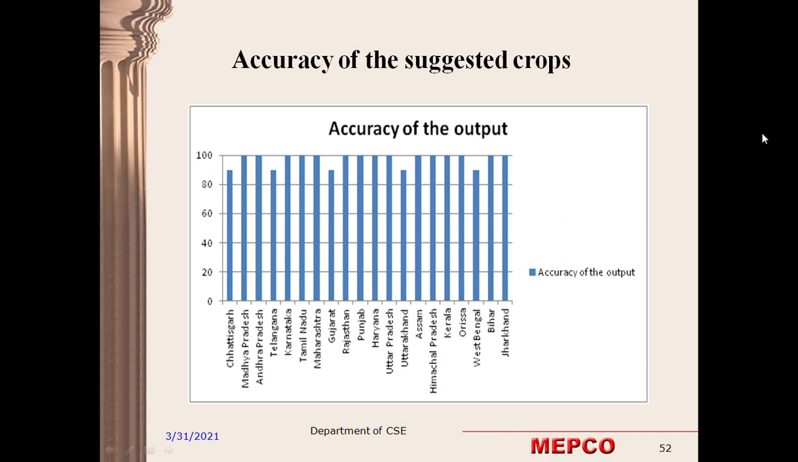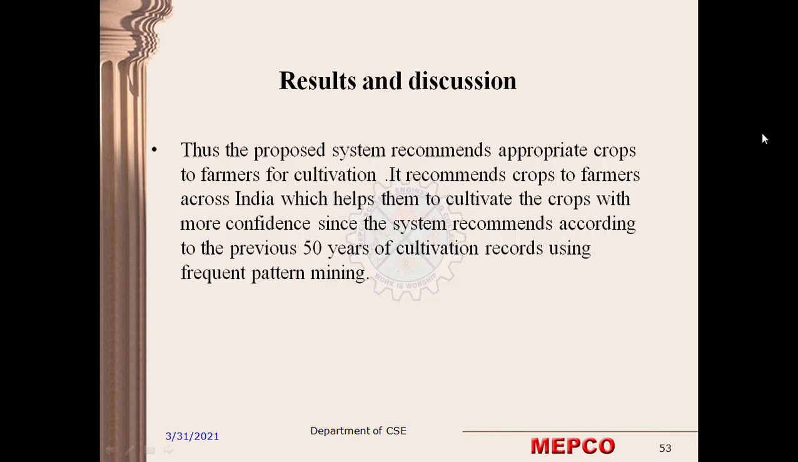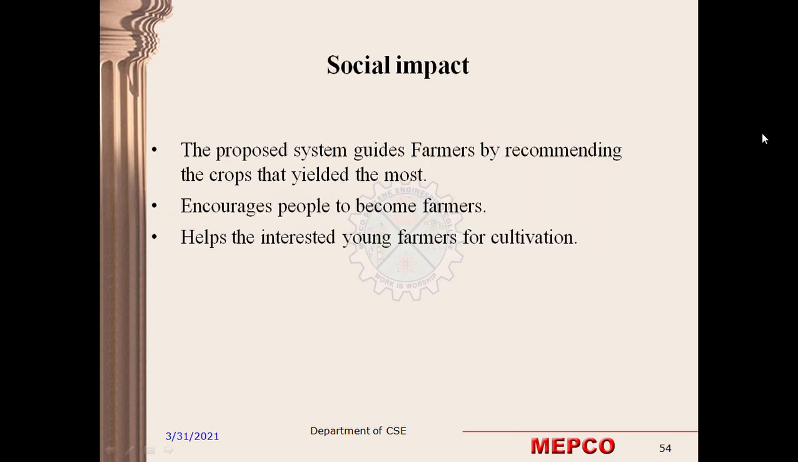This is the accuracy of our output. It gives almost 100% accuracy for most of the states across India. Then the proposed system recommends appropriate crops to farmers for cultivation. It recommends crops to farmers across India, which helps them to cultivate the crops with more confidence, since the system recommends according to the previous 50 years of cultivation records using frequent pattern mining.